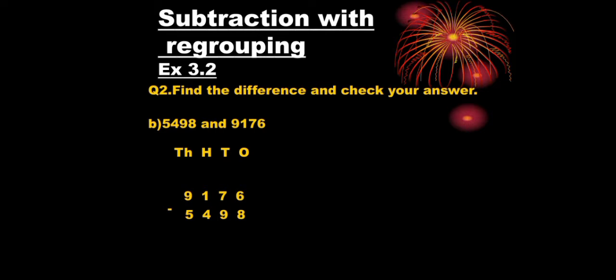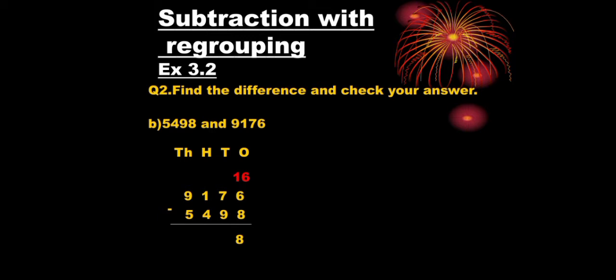Then do subtraction of one column at a time, like in ones place. So we have 6 ones and 8 ones. But 8 can't be subtracted from 6. So what we will do, children? Yes, we borrow 1 from tens place. At tens place, now we are left with 7 minus 1, 6. And at ones place, we have now 16 ones. So 16 ones minus 8 is 8.